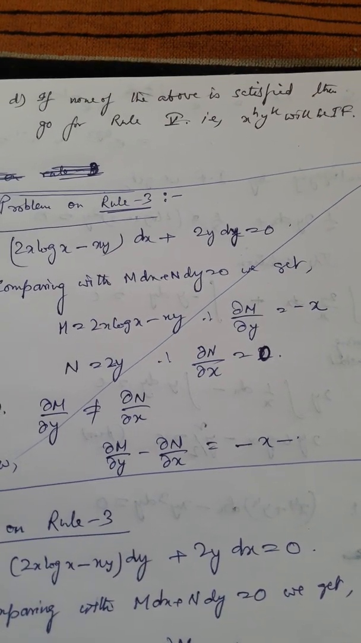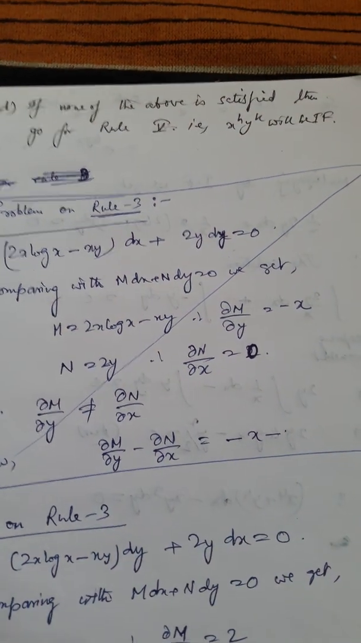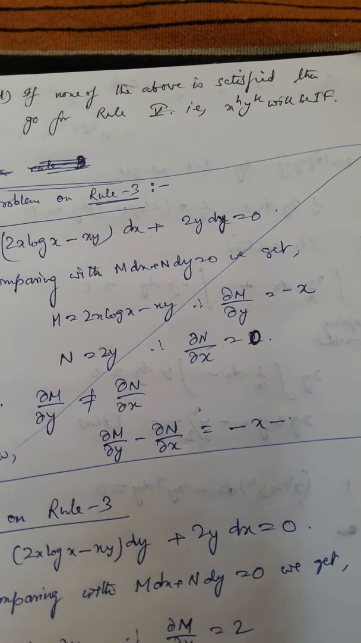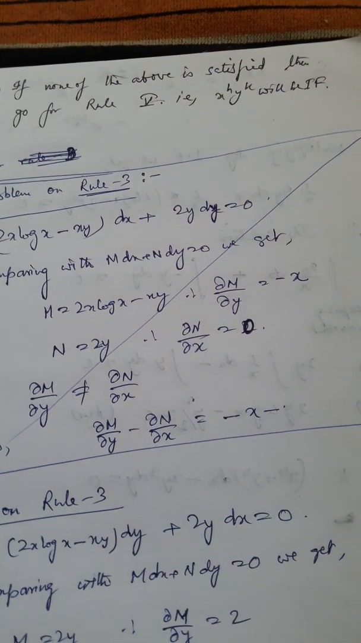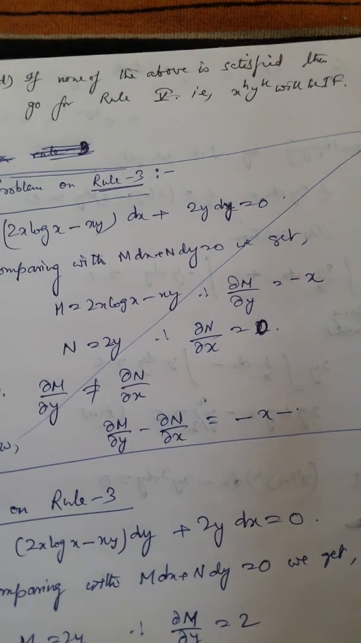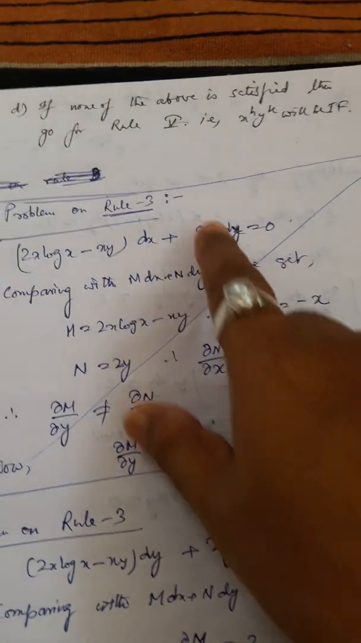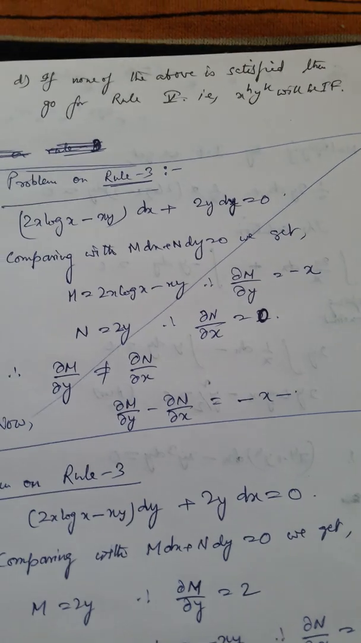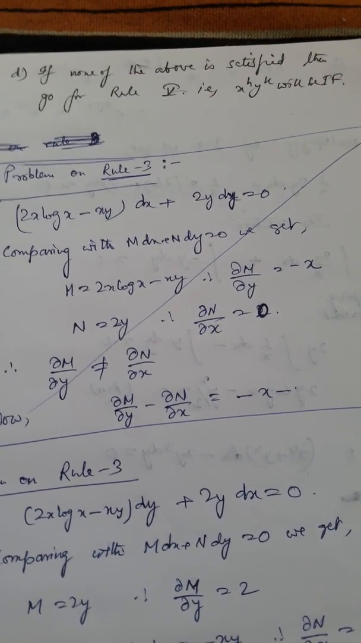Let us continue from the previous slide. If none of the above rules are satisfied, that means it is not homogeneous, it is not in the form f of xy into y dx plus x into g of xy dy equals to 0, or (del M by del y minus del N by del x) whole divided by M or N are not giving a function of y only or x only respectively, then you can find the integrating factor by the fifth rule, which is discussed in the previous class.